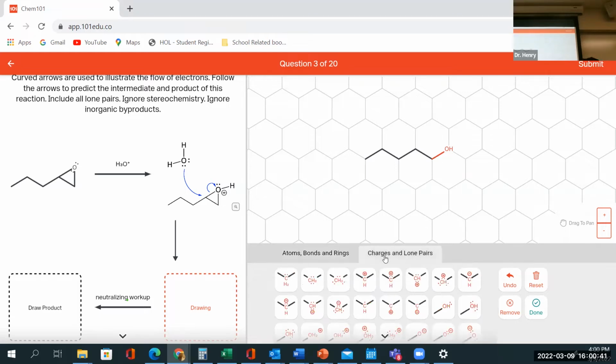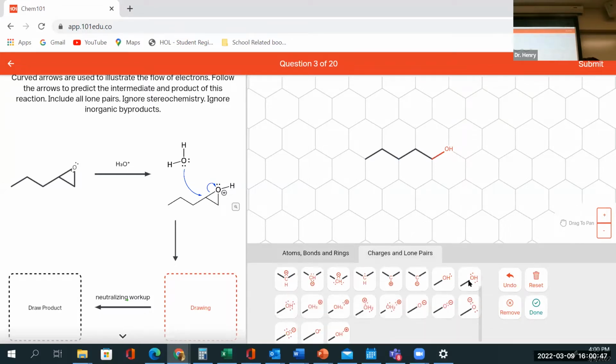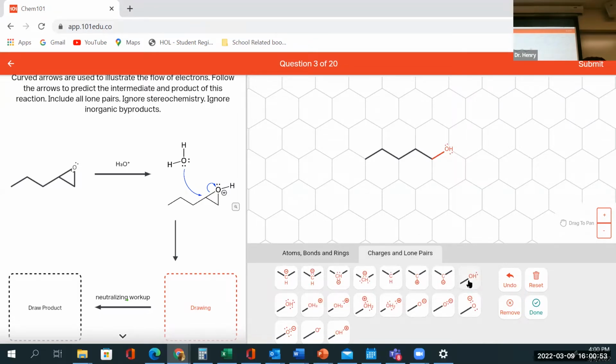lone pairs. Man, I'm going to be in so much trouble in this class, aren't I? How long did it take you guys to realize that you needed the lone pairs too? Okay, so that's 1, 2, 3, 4. Okay.